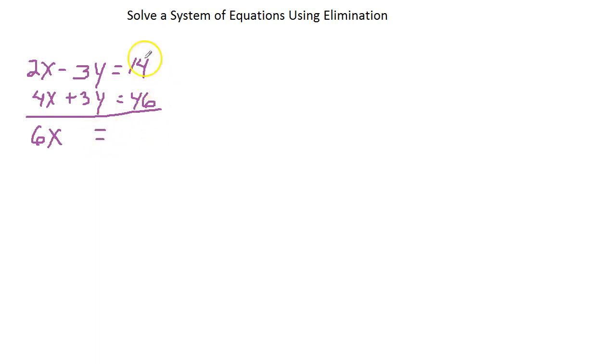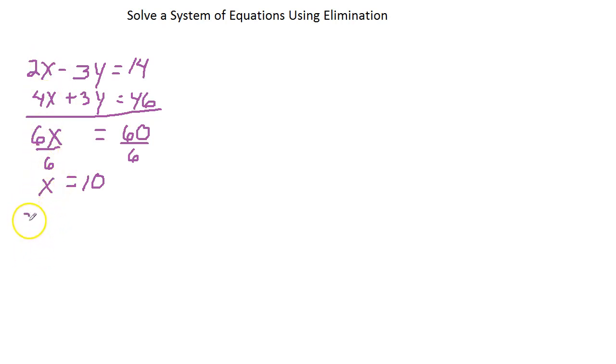All right, let's see. 6 and 4 is 10, 5, 60. All righty, and then divide by 6, and we get x equals 10. Now, how can we find y? Well, we plug 10 in for x into either of the original equations. It does not matter which one. I'm just going to take the first one.